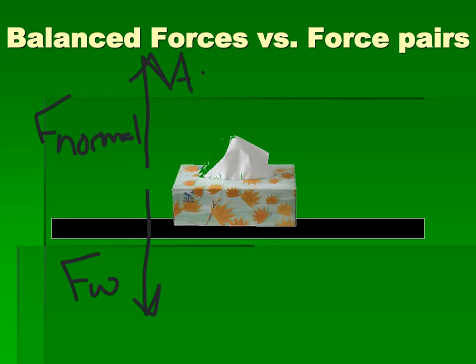So if we look at the action of this Kleenex box and the reaction of it, well, since we're focusing on the normal force in this case, we need to focus on the action-reaction of the normal force. So we could say that the action is table pushes up on box.